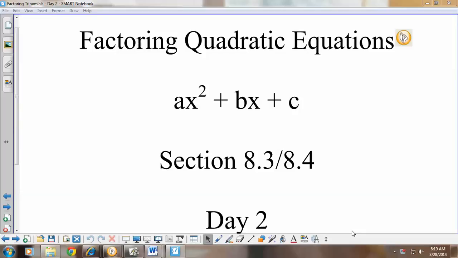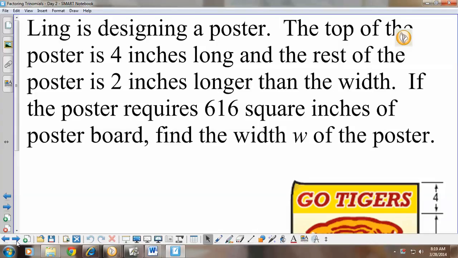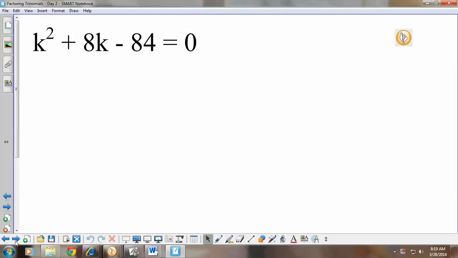Factoring quadratic equations still. Today we're going to go ahead and actually solve those quadratic equations. Here's our first example: k squared plus 8k minus 84 equals 0. When it has an equation, an equal sign in it, they're wanting you to actually solve. They want you to figure out what values of k are going to make this equation equal 0.